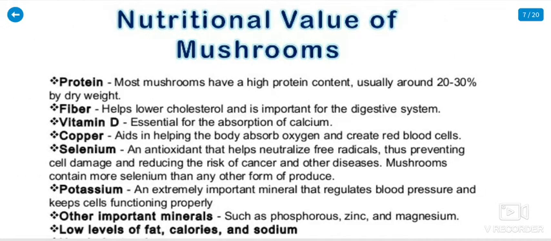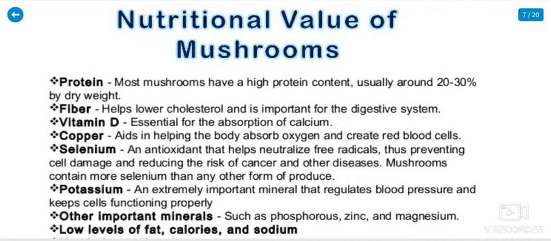Nutritional value of mushroom. Actually, the mushroom is rich in protein. Most mushrooms have a high protein content, usually around 20 to 30% dry weight. Fiber content helps lower cholesterol and is important for the digestive system.